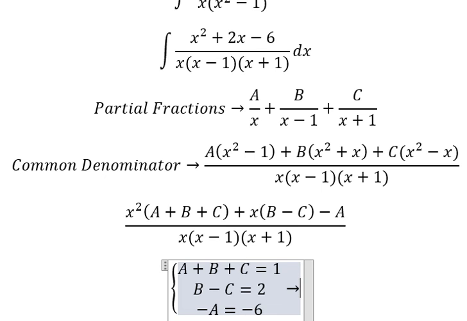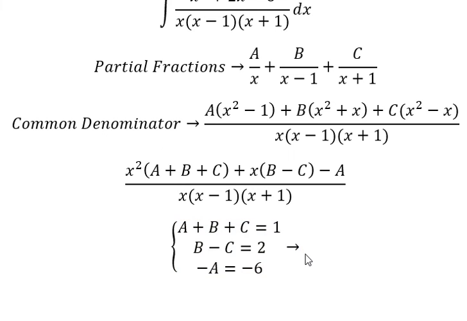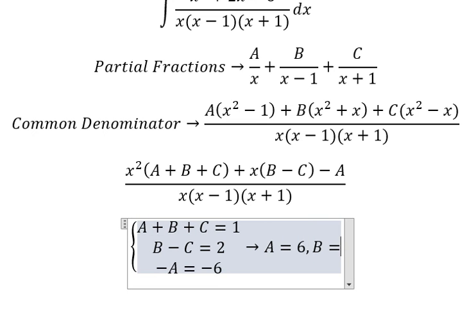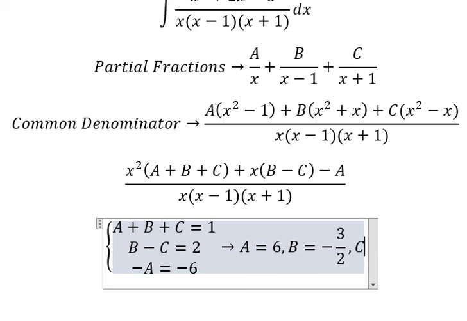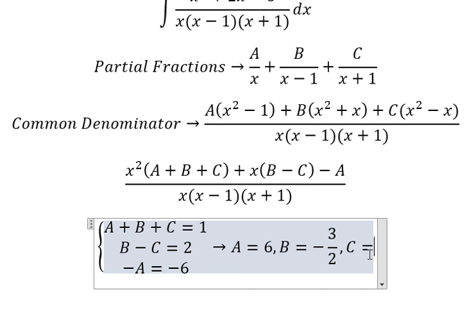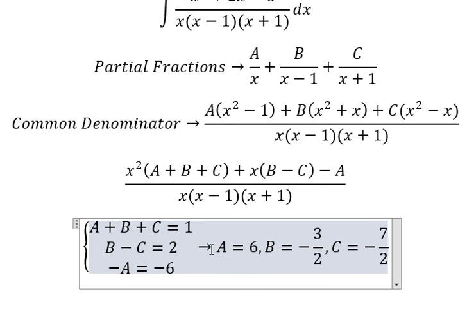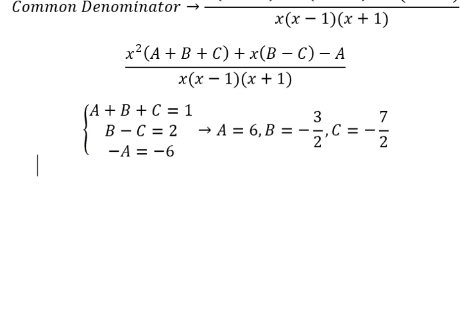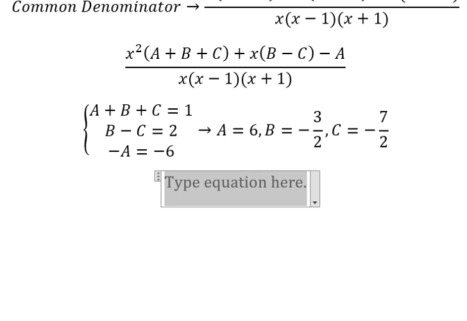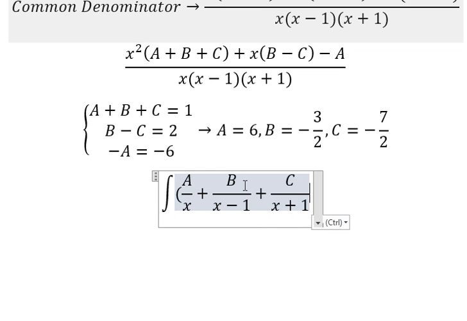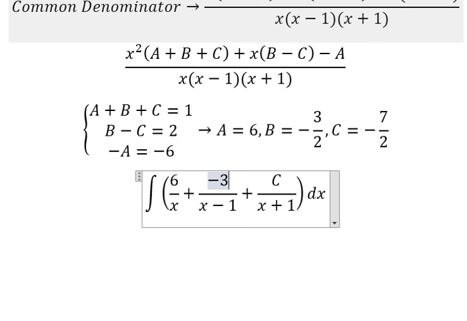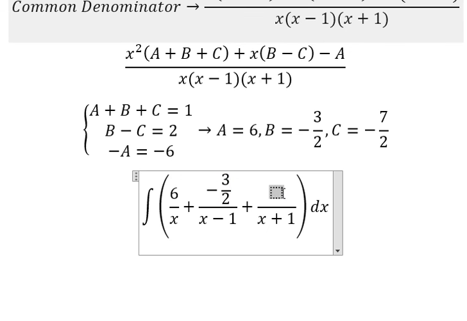Now we need to find the solution of A, B, C. So we have A equals number 6, B equals negative number 3 over 2, and C equals negative number 7 over 2. And now we put the value of A, B, C in here. So A equals number 6, B equals negative number 3 over 2, C equals negative number 7 over 2.